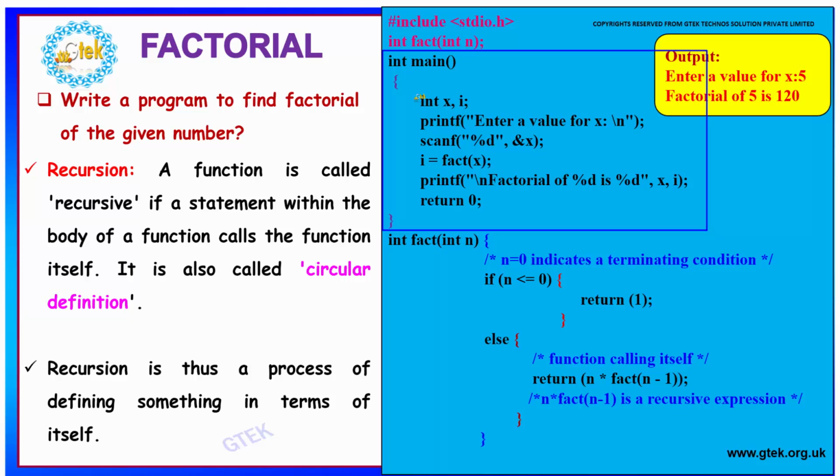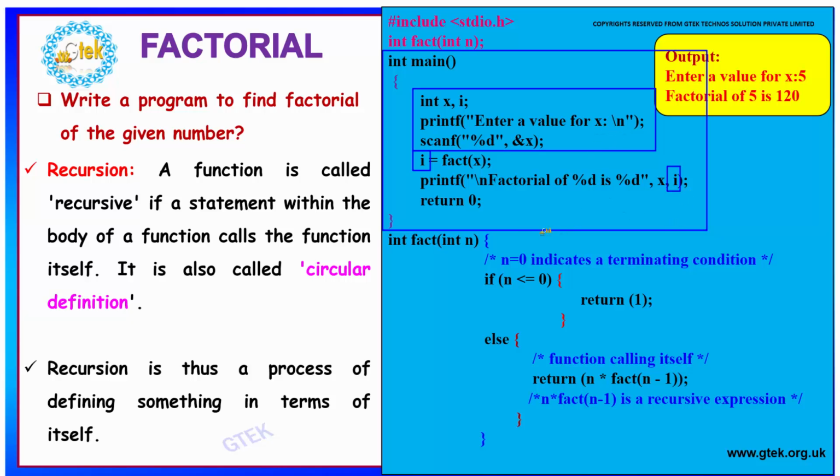Declaring the necessary variables, we have to get the value for which we have to find the factorial. For that, we are entering a question, that is, enter the value, and we have to scan the entered value. Saving the result of the factorial function in a variable i, we will be displaying the value, that is the factorial of the entered number.